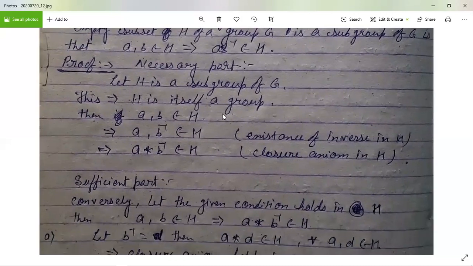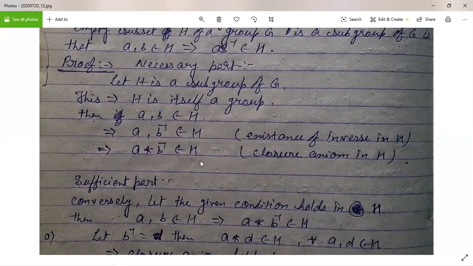If H is a subgroup of a group G, then this implies that H is itself a group. Therefore, A, comma B belongs to H implies that A, comma B inverse belongs to H, by the existence of inverse in H. This implies that A star B inverse belongs to H, by the closure axiom in H. Hence the theorem. That is the necessary part.